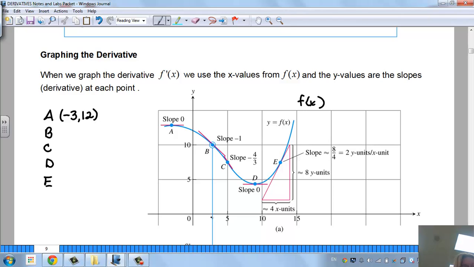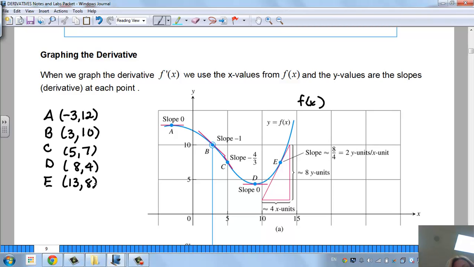B looks like it's over here. We'll call that 3, and it goes up 10. So this is the point (3, 10). And C looks like the point (5, 7). D looks like the point (8, 4). And E looks like the point (13, 8). Now you say, okay, all right, so we've found these points.